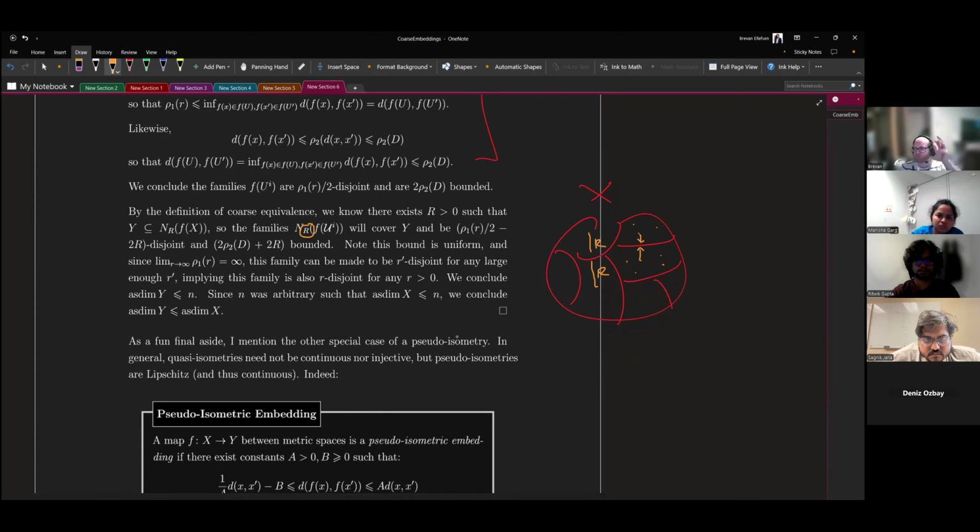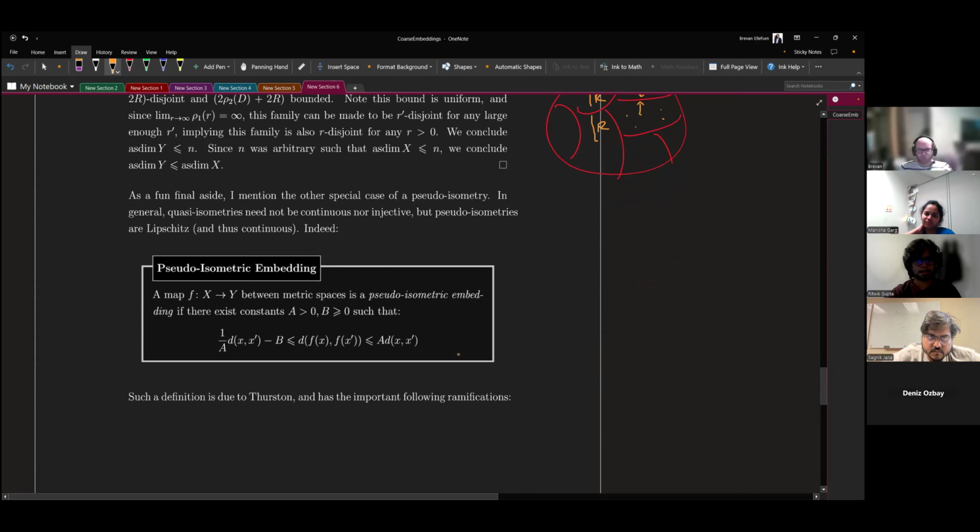that means it's R disjoint for any R greater than or equal to 0. So it satisfies the precise condition we needed. Since n was arbitrary, this was any cover we chose, we get the result. We get that the asymptotic dimension of Y is less than or equal to the asymptotic dimension of X. So it is preserved in one direction under coarse embeddability. Of course, if we have a coarse equivalence, we have a map going the other direction, and we're done. We get inequalities going both ways, and they're equal.